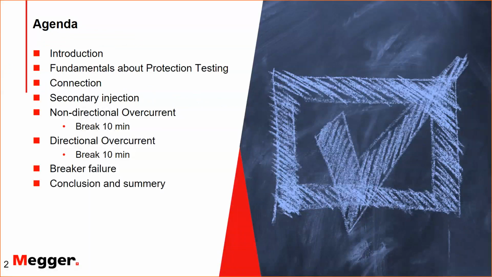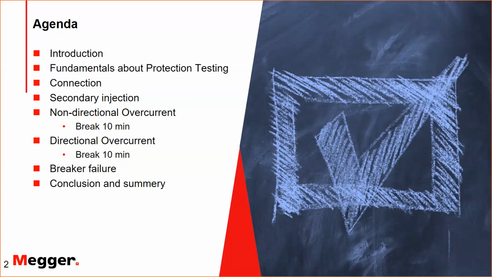I'll start by giving a quick introduction about protection, the fundamentals of protection, and then fundamentals about protection testing, what we are doing and how we can say this is pass or this is fail, basically. I'll explore some of the connections that you might need to do. This is a very simple thing, but I'll show them in general for single phase test kits and three phase test kits, and maybe talk about a few differences between them. Then we will do secondary injection testing according to requirements and the best practices when testing using a secondary injection test kit.